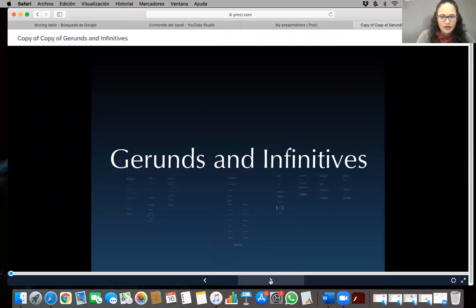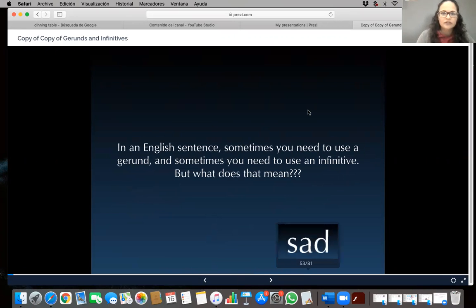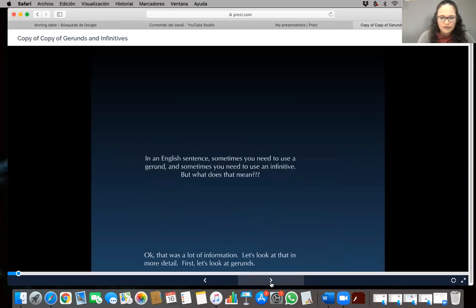Here we go. All right. So the first thing that we have to remember about gerunds and infinitives is that in English you need these two ways in order to produce the ar, ir meaning in Spanish. So for example, caminar, nadar, correr, all of those infinitive verbs or gerund verbs need to be structured in two different ways in English, either with a gerund or with an infinitive.